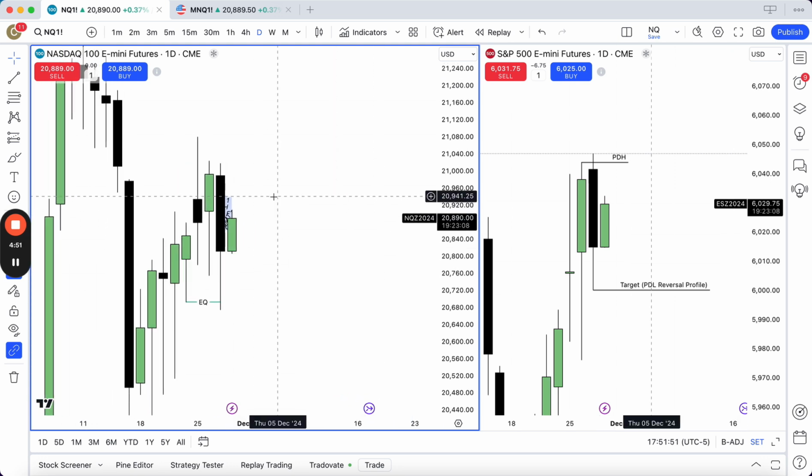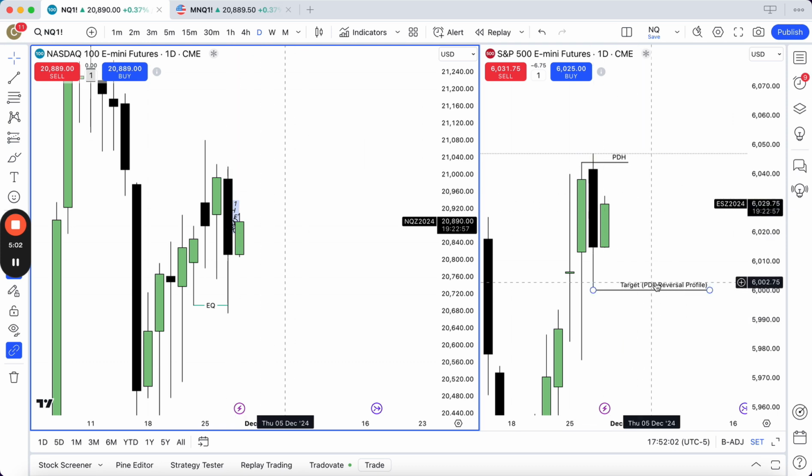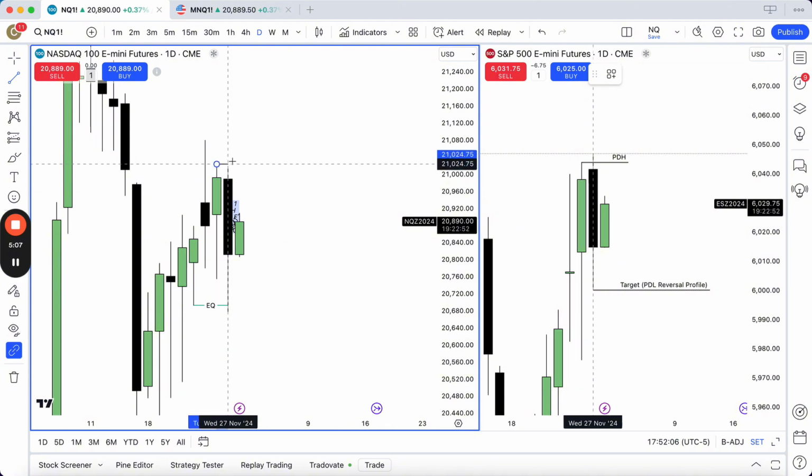Okay, so going into tomorrow, I'm bearish. Why? Because on ES yesterday, we swept this previous day high and closed below, which is a reversal profile to the downside. So this would be my target, which is previous day low. But you see, on NASDAQ, we did not sweep a high.